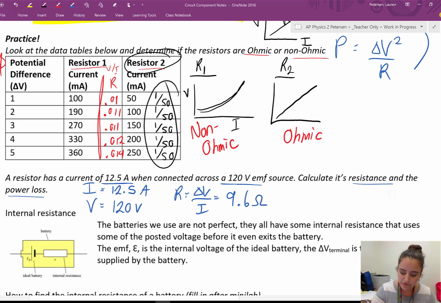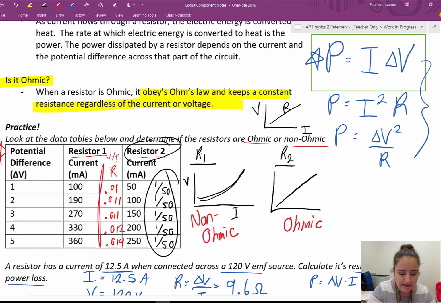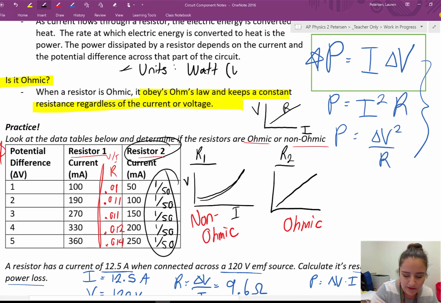You could also solve for the power using that it's the change in voltage times the current. You plug that into your calculator and you get 1.5 times 10 to the third. What is the unit for power? Watts, which we would probably write as 1.5 kilowatts. Make sure you add that in. I'd forgotten to add that. The unit of power is the watt.